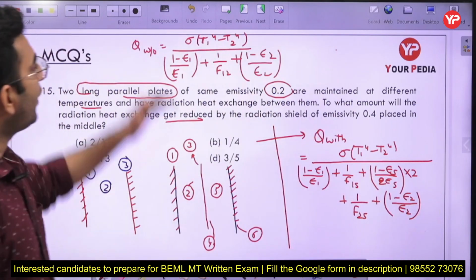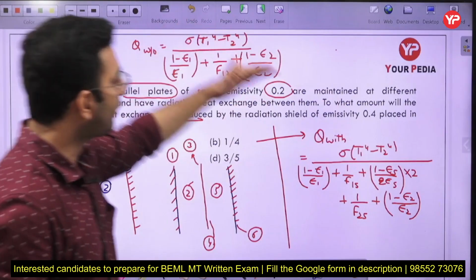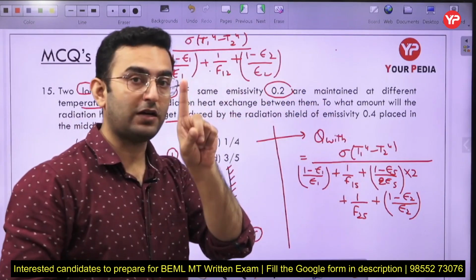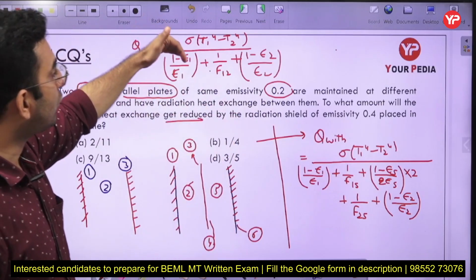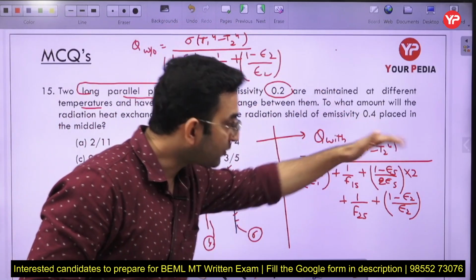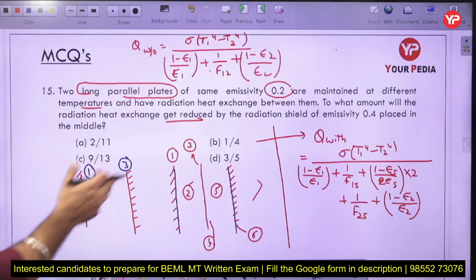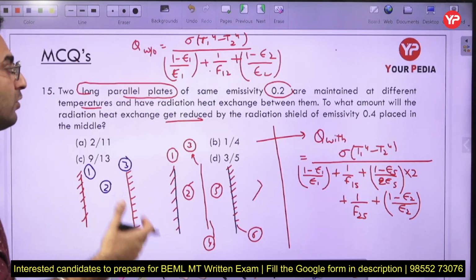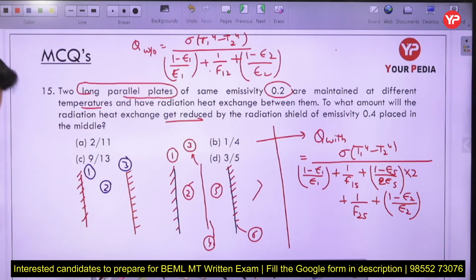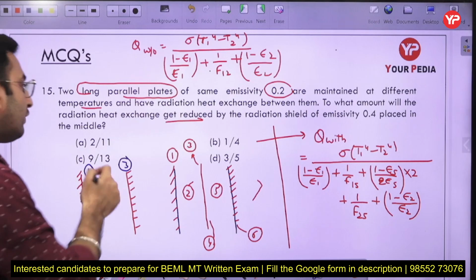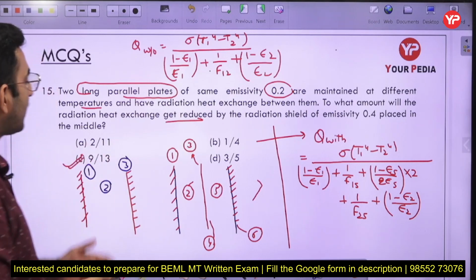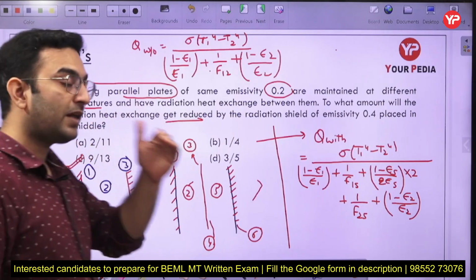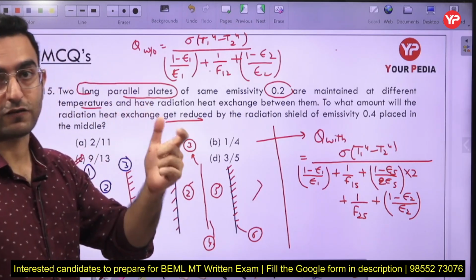Now you can see if you take the ratio of these two terms, the numerator will cancel out. Correspondingly, the values of the shape factors are given to you as 1, and we know the values of epsilon 1, epsilon 2, as well as epsilon s. Now just put all the values into this expression, and you are going to get by how much the radiation has been reduced. If you put all the values, you will find the value of this ratio comes to be 9/13. So it tells you that by a factor of 9/13, the radiation heat transfer has been reduced.